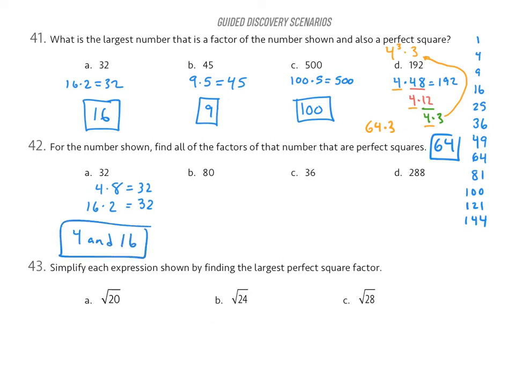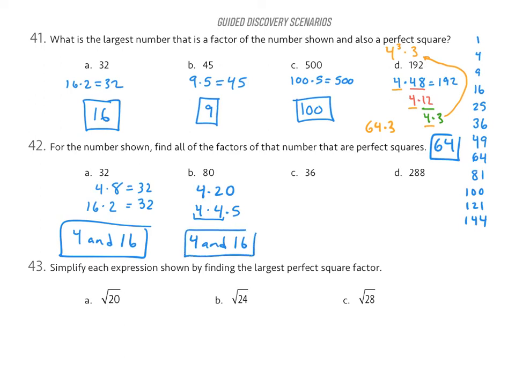Part B, 80. Let's start with small factors of 80. 4 times 20 is 80. Now let's look at 20. 20 is 4 times 5. So I'll write that below 20, and I can bring down the first 4. At this point, I can see that 4 is a factor of 80, and 4 times 4, which is 16, is also a factor of 80. And there are no other perfect square factors.